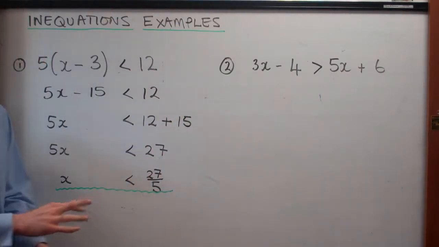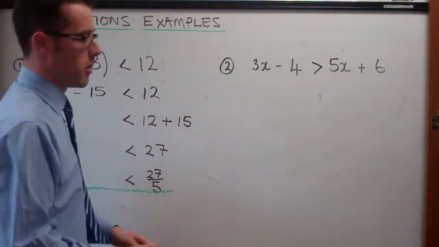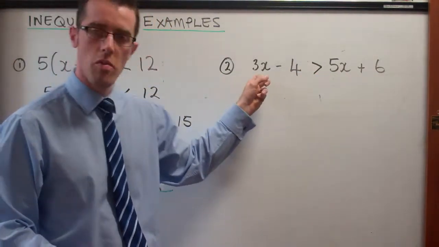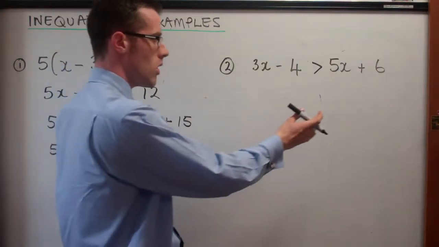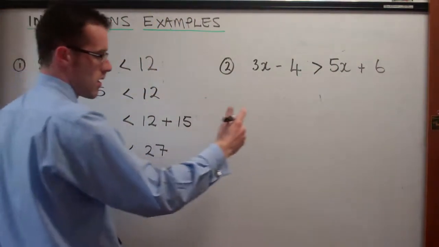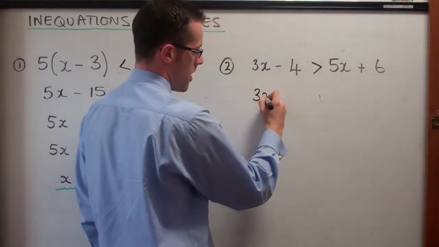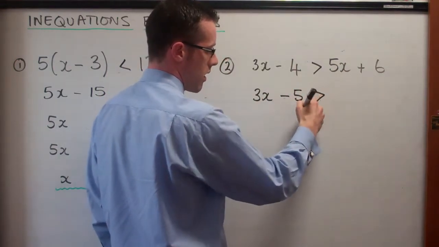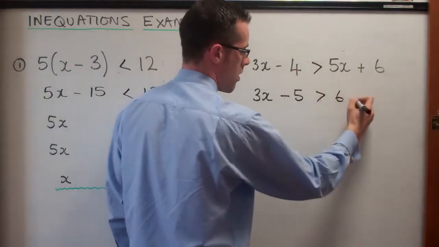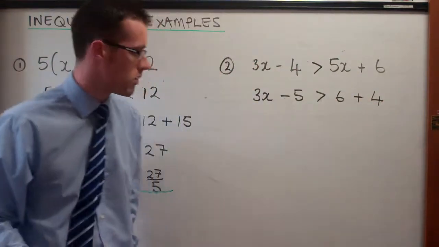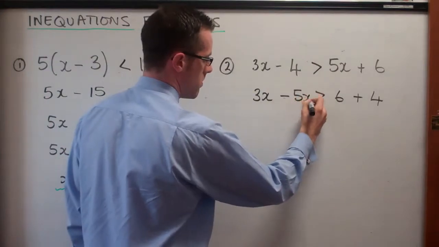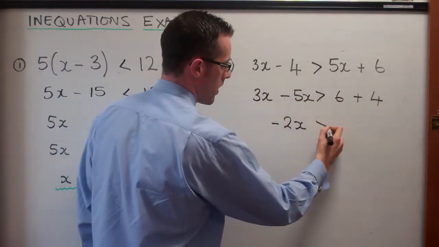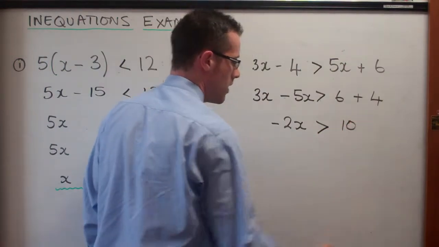In this example, I'm going to show you how things can become different when we've got negative numbers. With this one we've got unknowns on both sides, which means we've got x's on both sides. So we have to bring all the x's over to the left hand side. So we're going to have 3x take away 5x is greater than, this time, 6 plus 4. So we've got 3x take away 5x is negative 2x greater than 10.